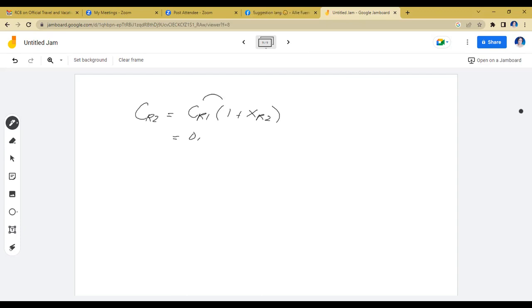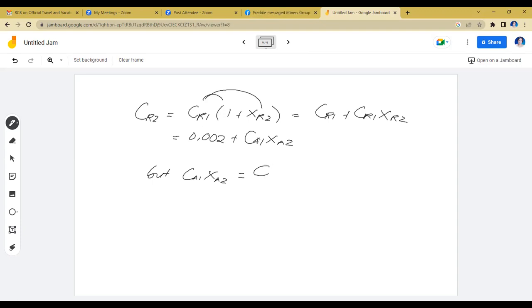If you distribute that one, I'll write it here to be clearer: you have CR1 plus CR1 XR2. Your CR1 is 0.002, and your XR2 in your plug flow reactor is actually equal to CA1 XA2, the amount of A reacted in the plug flow reactor. The amount of R formed in the plug flow reactor is equal to the amount of A reacted in reactor 2, which is your plug flow reactor. And what is that? Your CA1 XA2 is equal to what is the value of the amount of A reacted in the PFR?